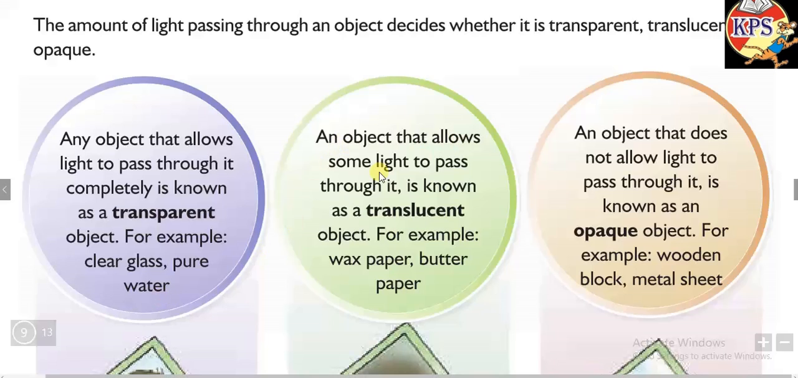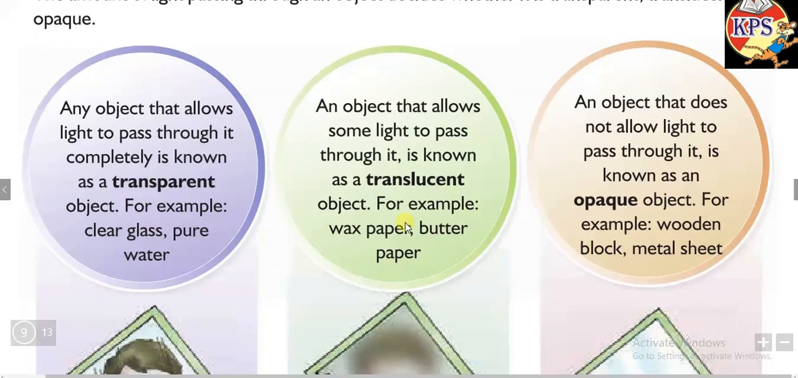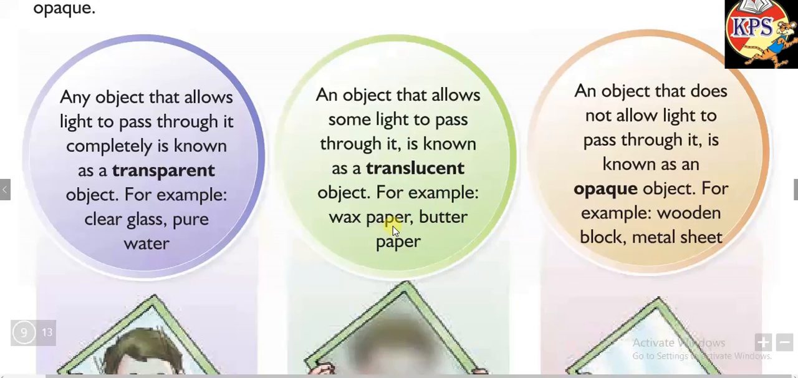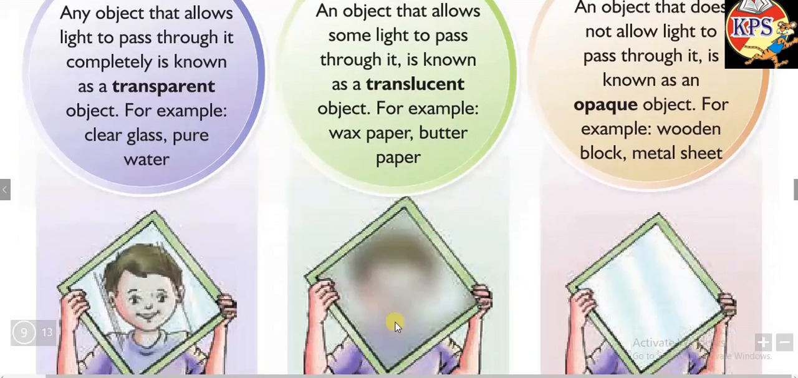An object that allows some light to pass through it is known as a translucent object. For example, wax paper or butter paper. In transparent, you can see the face clearly. In translucent, it is difficult to see the face of the person behind the glass. So these are translucent because the glass is not allowing all the light to pass through the object.